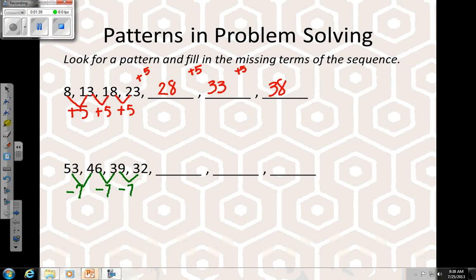So if I continue with that pattern, subtracting 7 from 32, I end up with 25. Then subtracting 7 from 25, I end up with 18. Subtracting 7 from 18, I get 11. So the next 3 terms in that sequence are 25, 18, and 11.